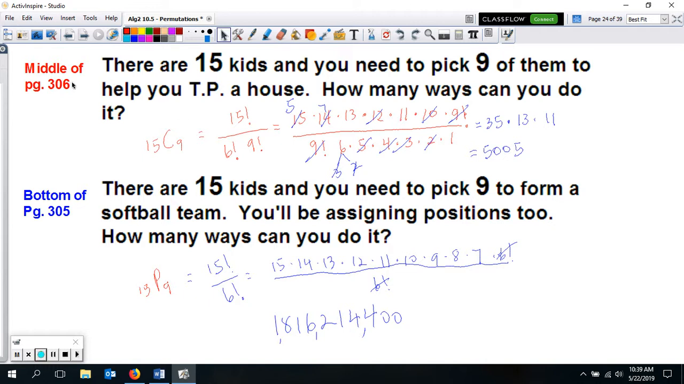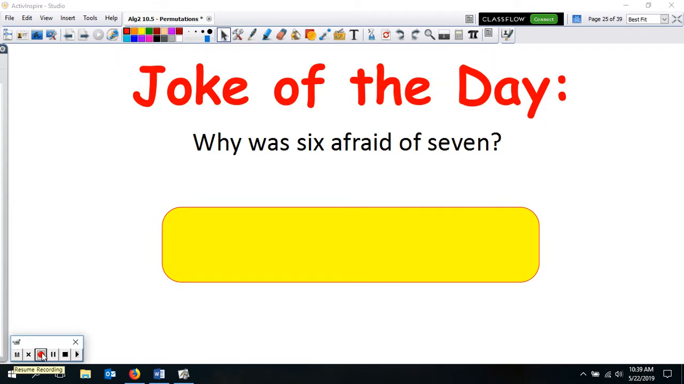Alright, so let's go on to one more part, which is the binomial theorem and expansion.